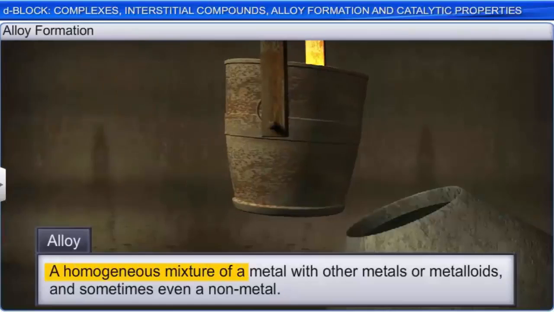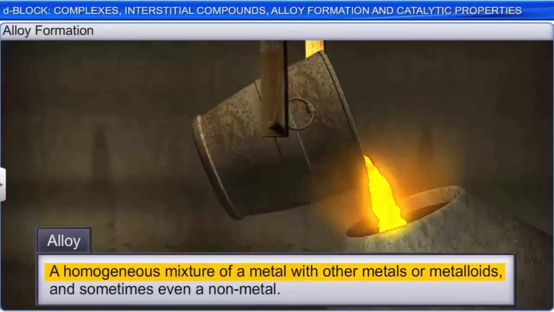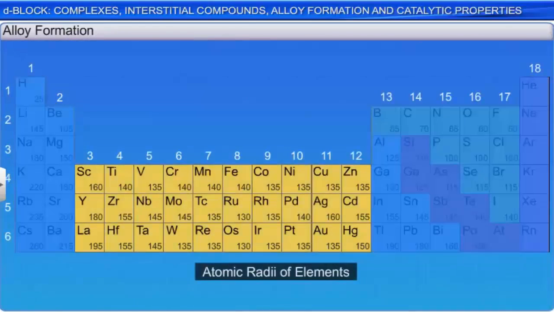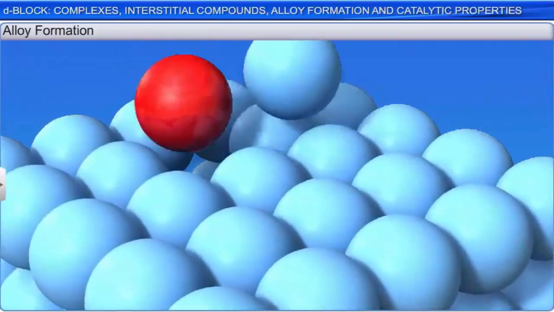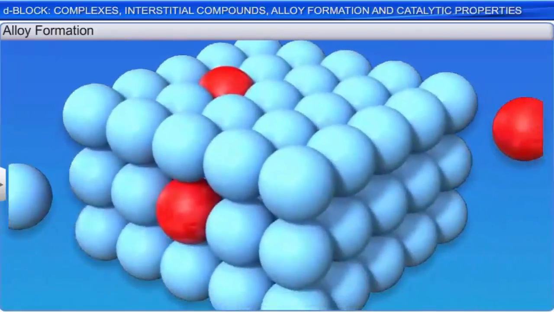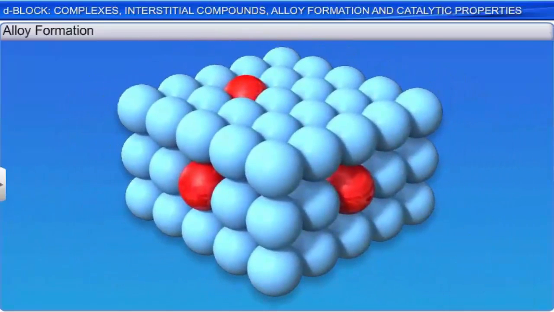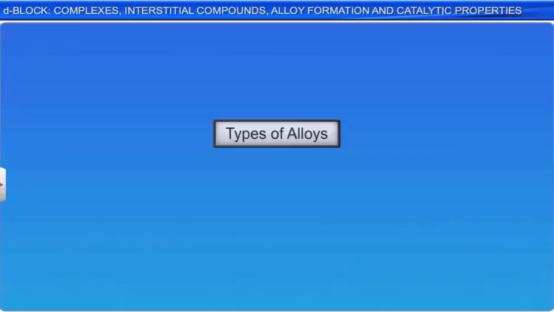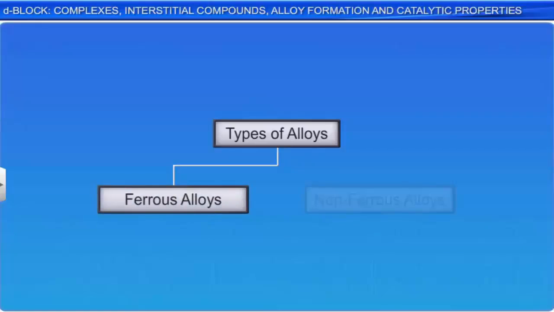The atomic radii of the transition elements in any series are not too different from each other. As a result, they can very easily replace each other in the lattice, and thus readily form alloys. Alloys are classified according to the components into two distinct types, namely ferrous and non-ferrous.